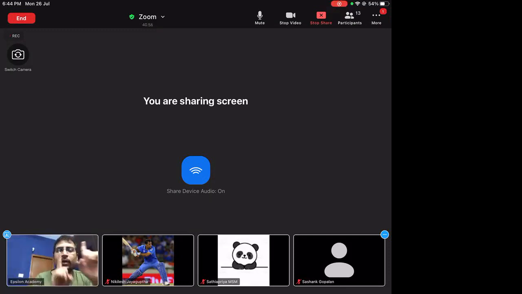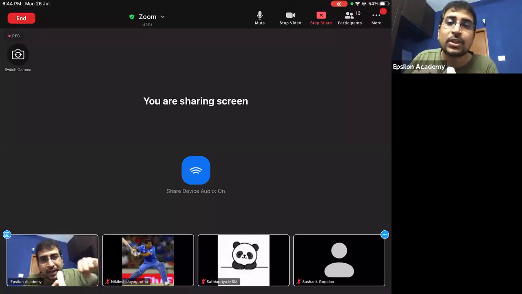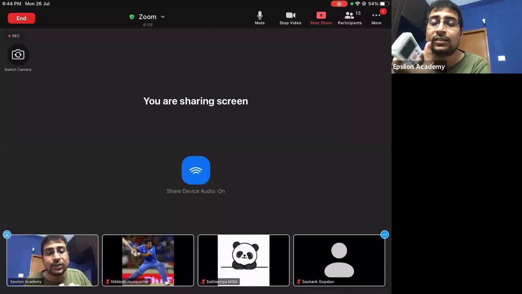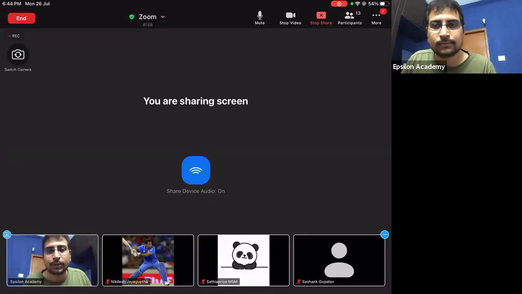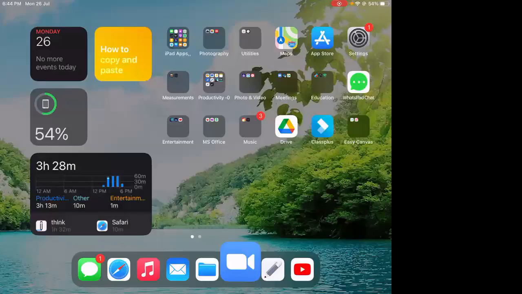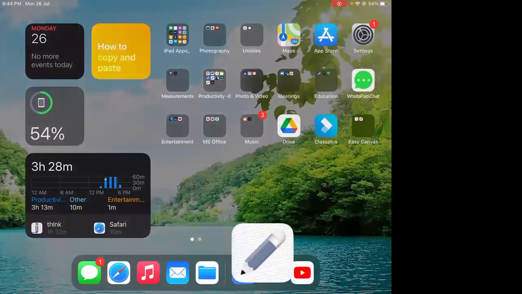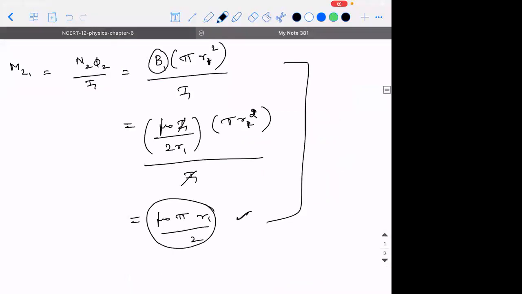But here, an important point to be noted is that this armature coil, that is the shaft that you're rotating, should be ensured to revolve with constant angular velocity. Based on this, we are going to derive certain mathematical equations. Try to understand. That is the building block for the next chapter.